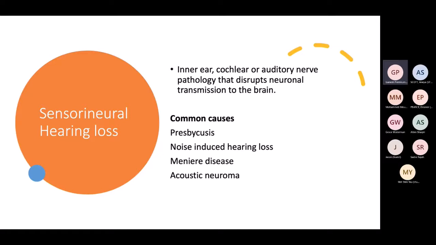So common causes: presbycusis, which is a fancy way of saying age-related hearing loss. As you get older, the hair cells in the ears start to become damaged, the natural process of aging. So that can cause sensorineural hearing loss. There's also noise-induced hearing loss, which again is damage to the hair cells because you're overstimulating them, especially in people who work with heavy machinery, jackhammers, those kinds of things.